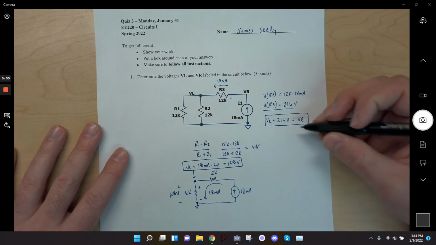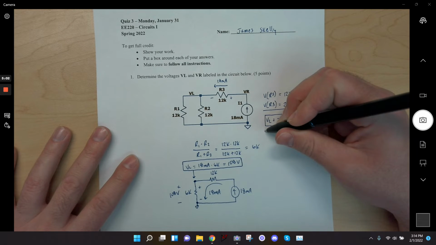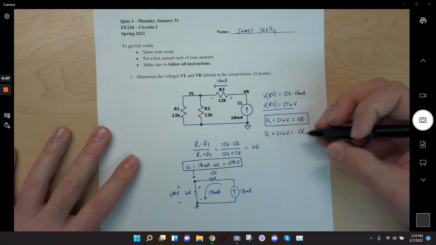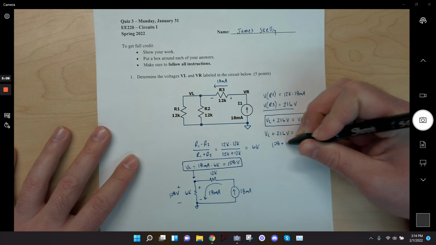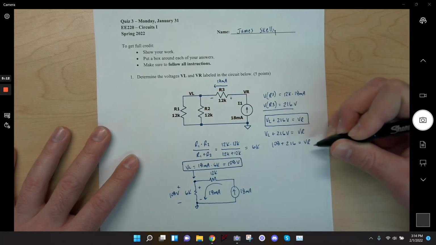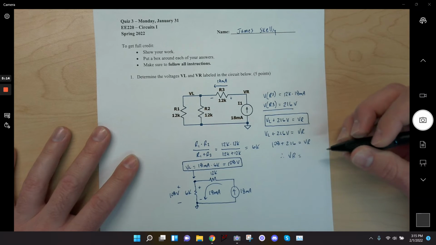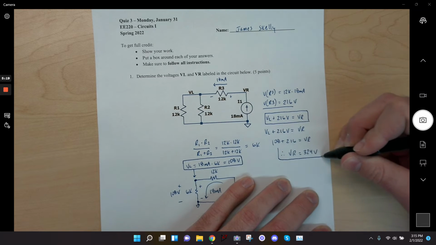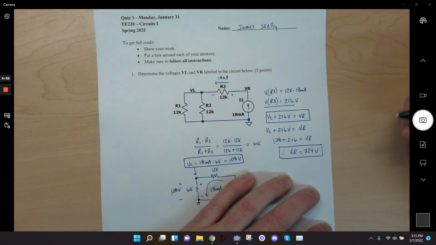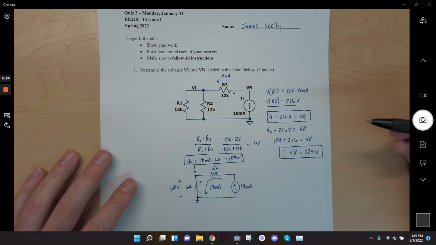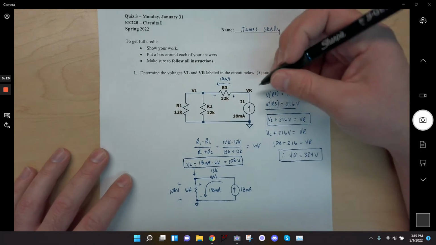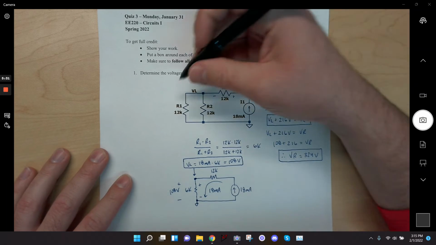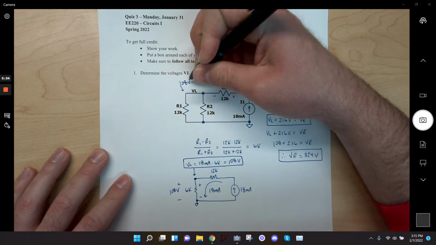So now we know VL is 108 volts, and we can find VR because VL plus 216 volts is equal to VR. So I plug my VL in, which is 108 plus 216, gives me my VR, and therefore VR is equal to 324 volts. Okay? So now a lot of you guys did get this right, but very many of you guys got it wrong. So VR should be 324 volts, and VL should be 108 volts.